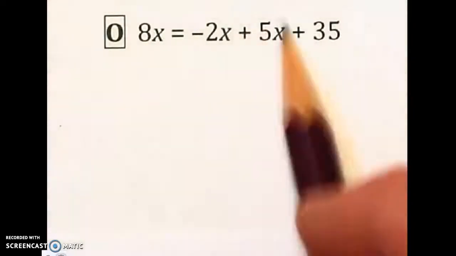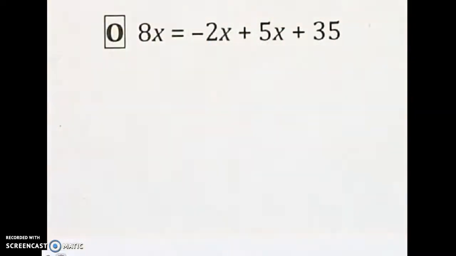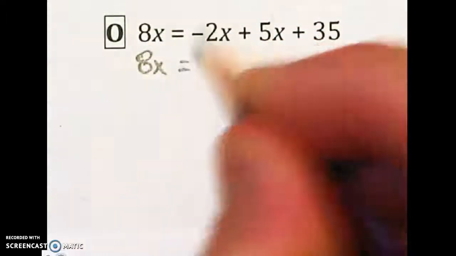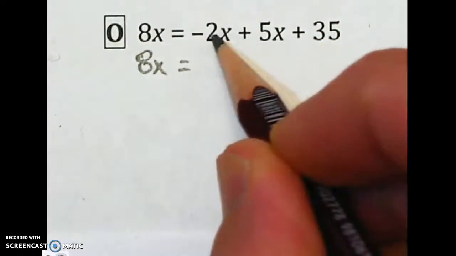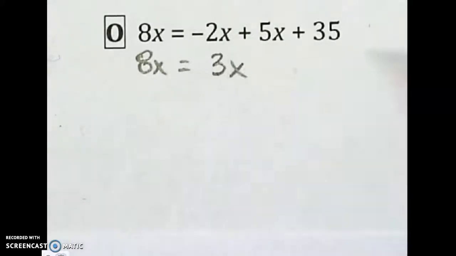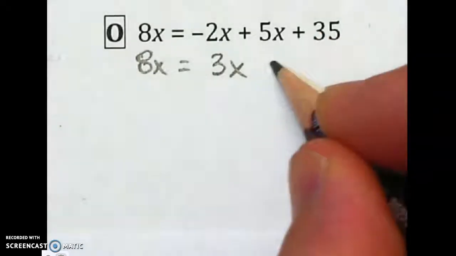Let's combine like terms on this right side before we start moving things around. So I'm going to rewrite the 8x. Need to combine this 5 and this negative 2x together. That'll get me 3x. And I'll rewrite the plus 35.